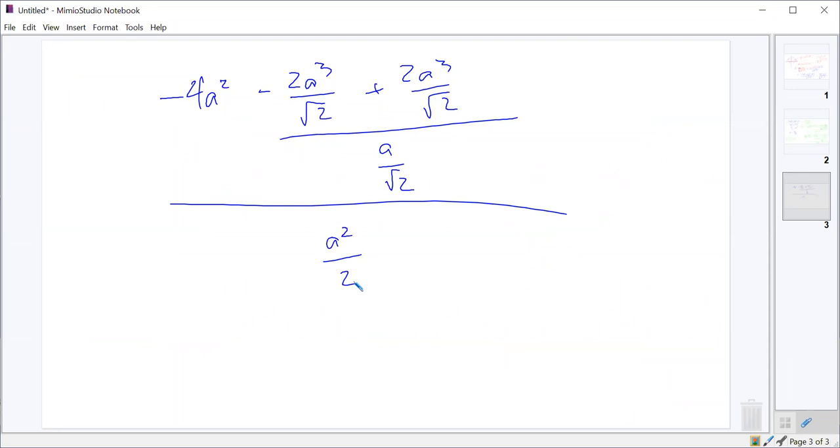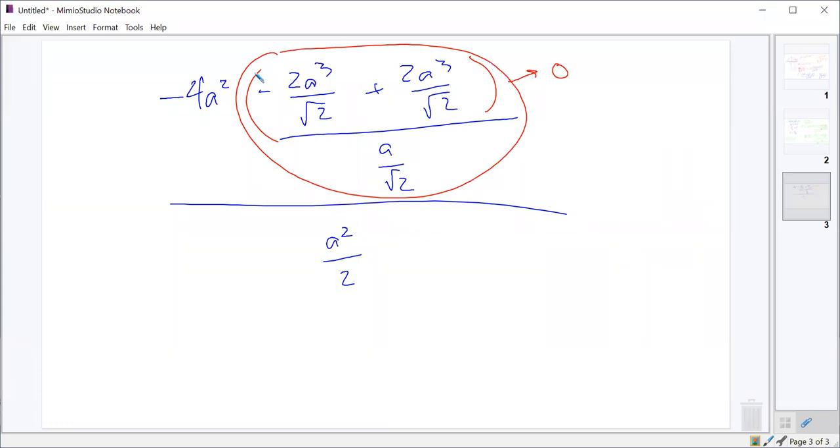Everybody good? This piece right here in the numerator is what? 0, which means that I can get rid of all of that. That's just 0. So all I've effectively got is negative 4a squared divided by a squared over 2, which is the same as times 2 over a squared. The a squareds cancel and you get negative 8. Negative 8 is less than 0, which tells you that that was a max. Good or no? Questions on that? Everybody okay with that?